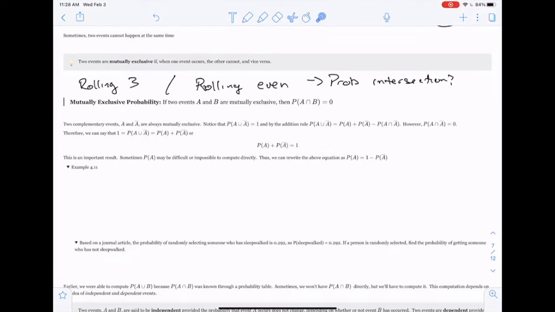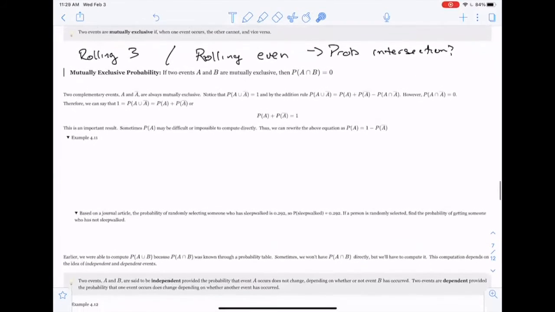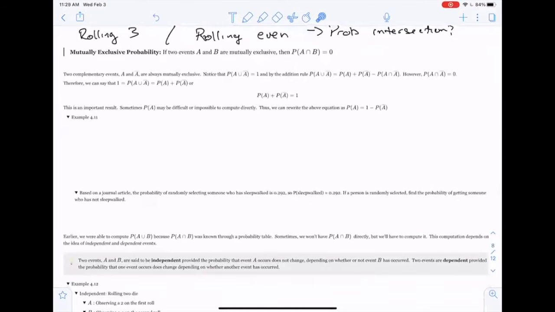One way we can really use this idea of mutually exclusive events is the idea we introduced at the end of the last video, which was complementary events, A and A complement. If we have complementary events, we know that they cannot happen at the same time. That is the definition of the complement. Recall, if I have an event A, the complement, which we have as A over bar, is all of the ways that the original event A cannot occur.